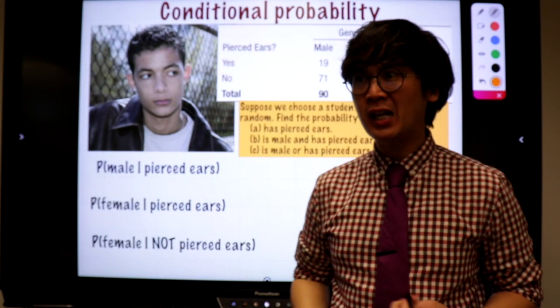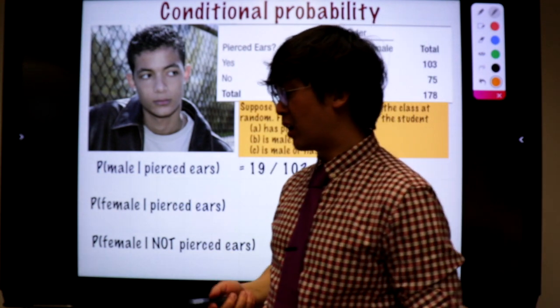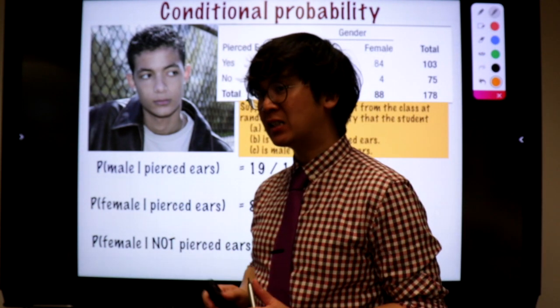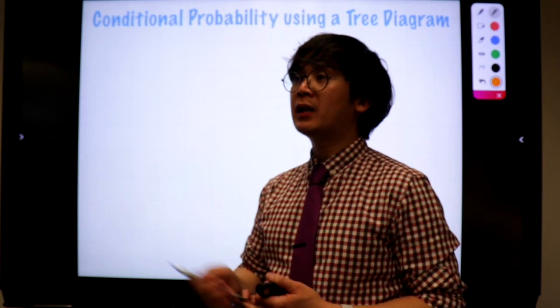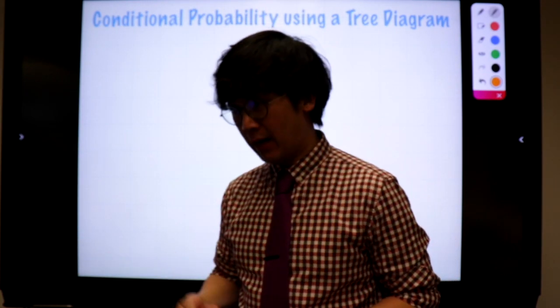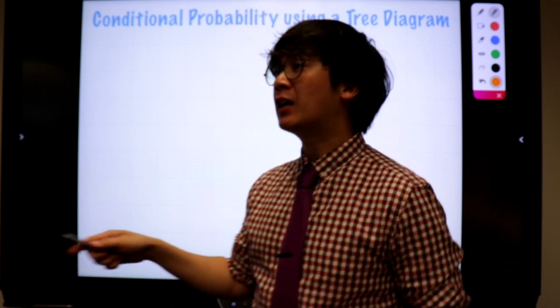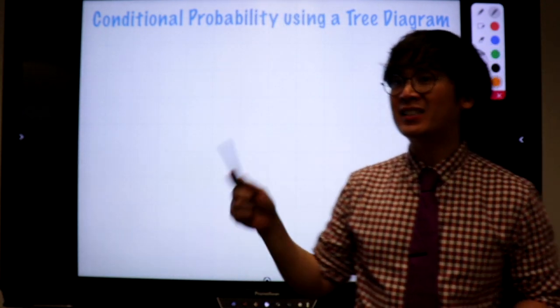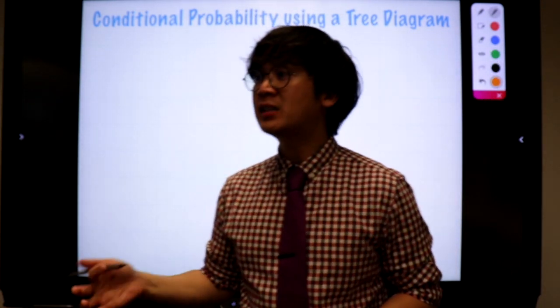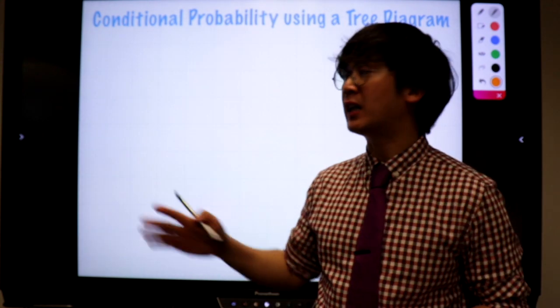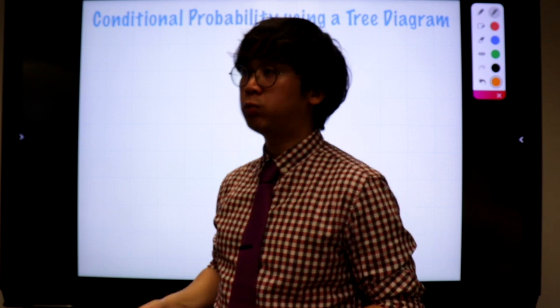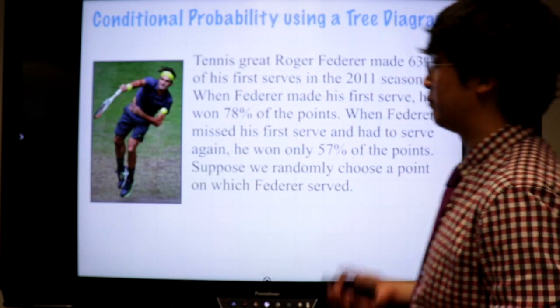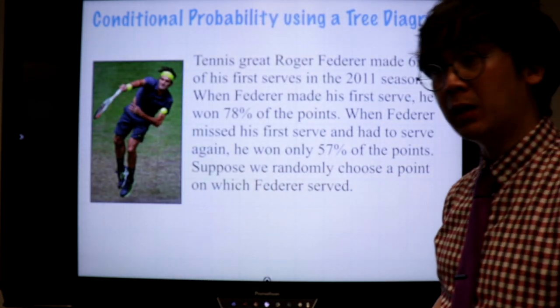One-way table, two-way table. Now we're working on the last type of probability that you need to answer: probability in a tree diagram. And this is not a regular tree diagram similar to flipping a coin. This is a tree diagram based on the word problem that you are working on. Tennis. Do you know how to play tennis?